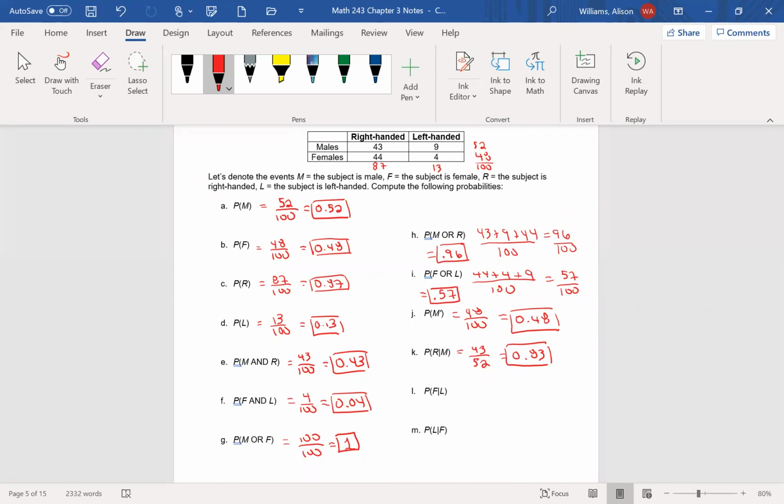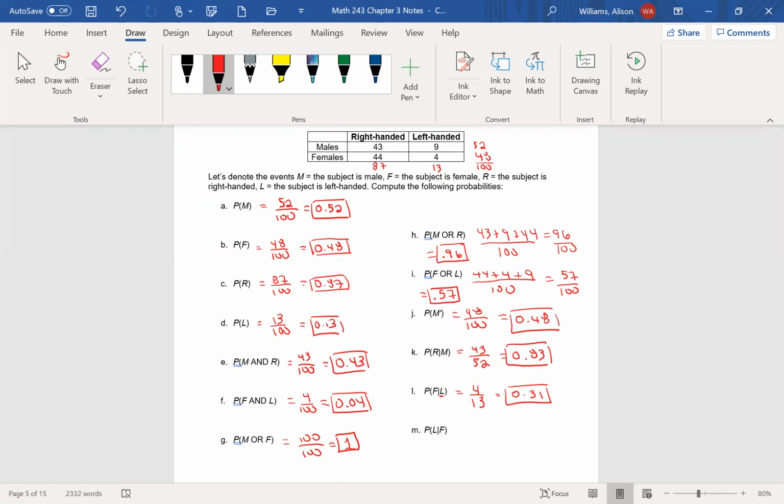All right, female given left-handed. So we're looking at the left-handed people now. So this is limiting the group we're looking at. We're looking at only left-handed people now. And out of those, how many are female? That would be 4 out of 13. And that rounds to 0.31 when you put that in the calculator.